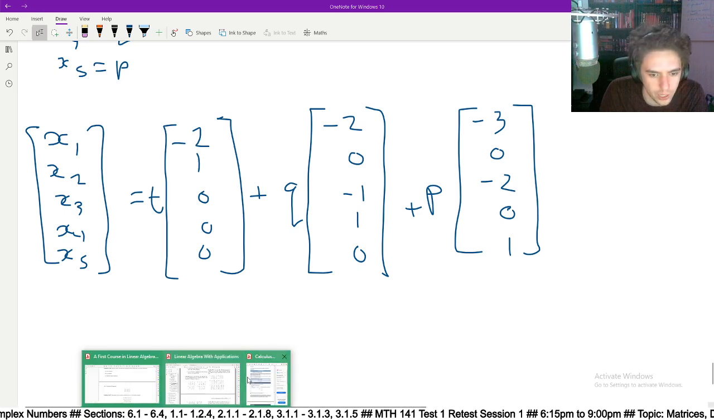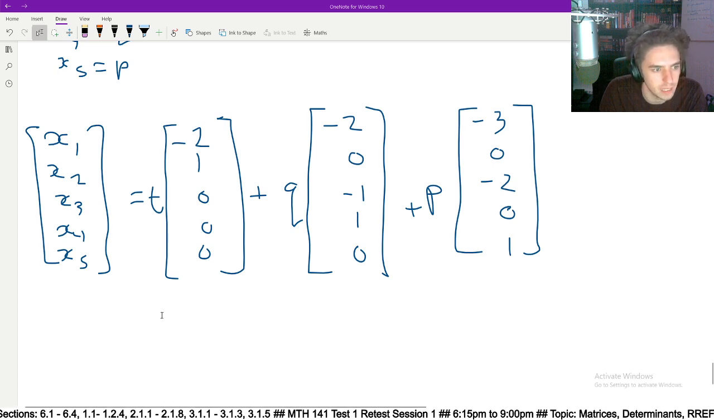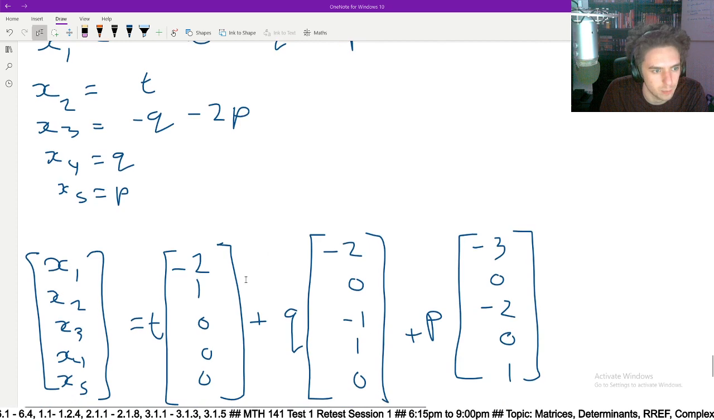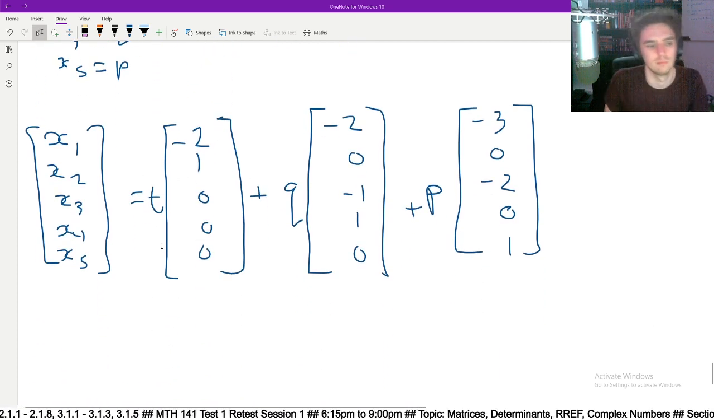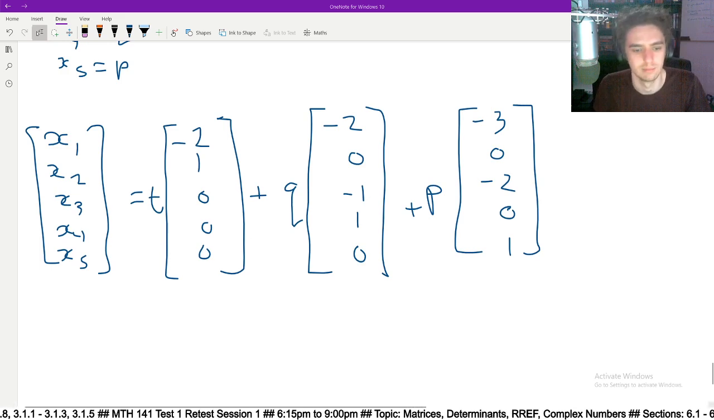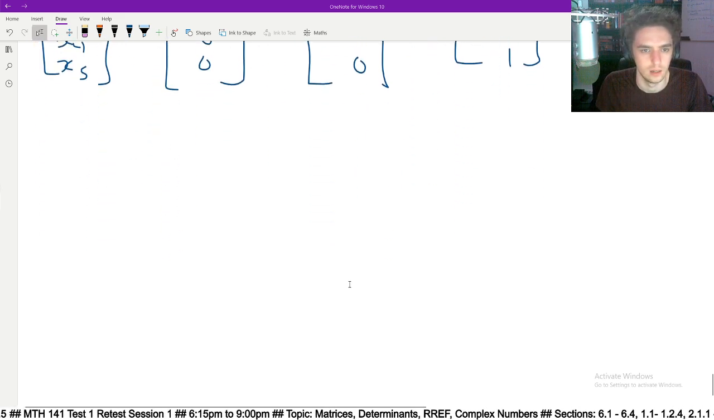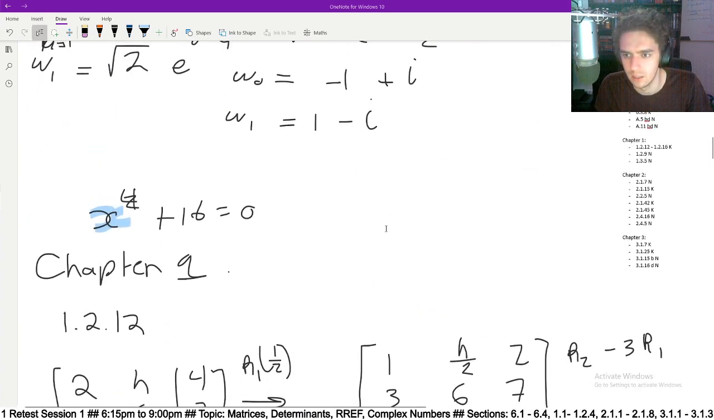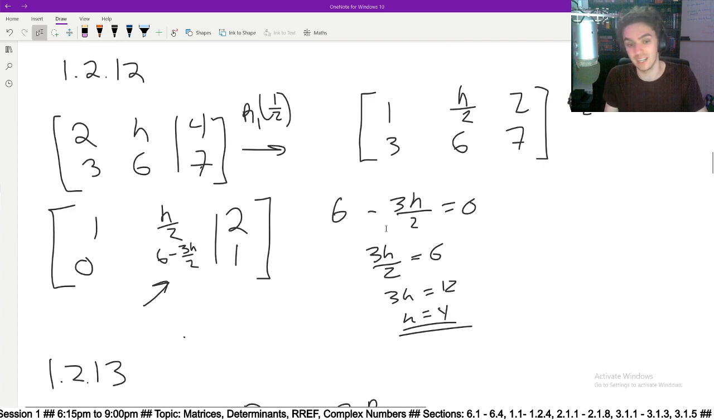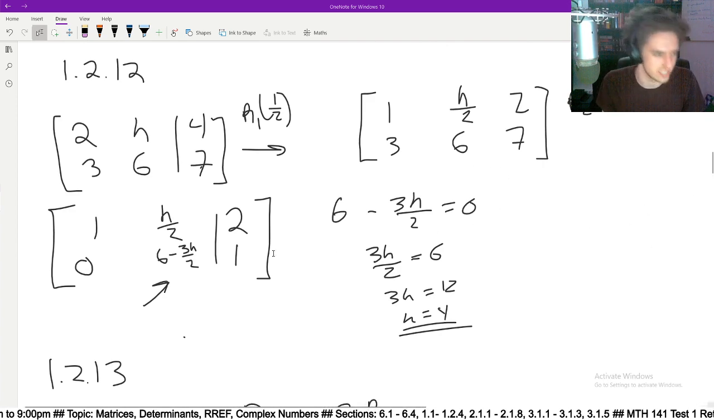I just didn't understand the wording when I heard it, but yeah. Find a set of basic solutions and express the general solution as a linear combination of these basic solutions. There we go. Beautiful. Okay, and I think that's the end of chapter 1, and it's 9 o'clock. So I think that's perfect timing. That'll be it for the session today.